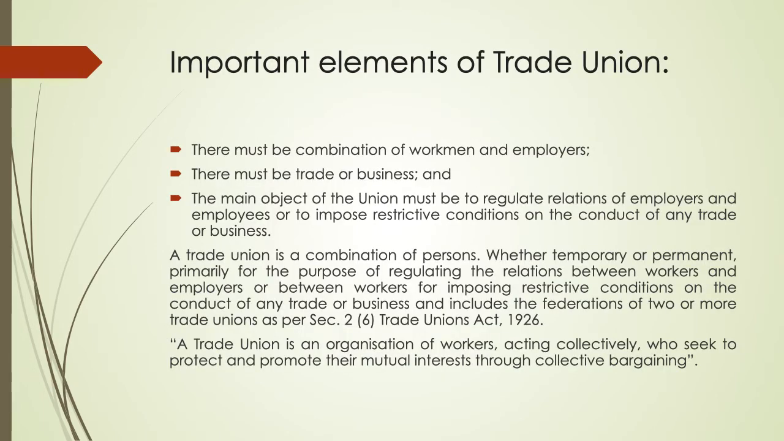Important elements of a trade union are: there must be a combination of workmen and employers, there must be a trade or business, and the main object of the union must be to regulate relations of employers and employees, or to impose restrictive conditions on the conduct of any trade or business.